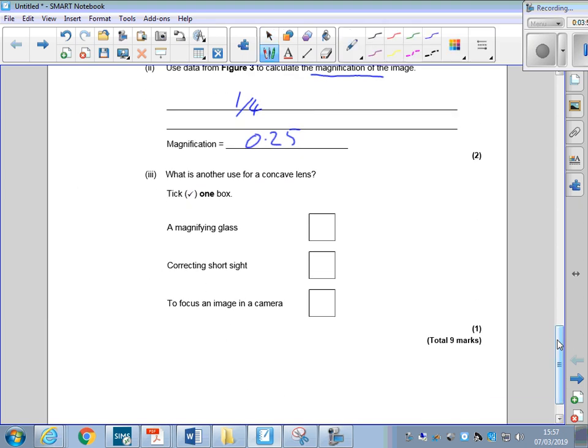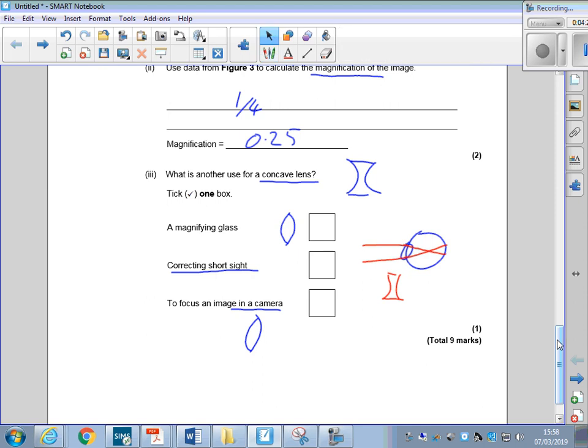Okay. So what's another use for concave lens? Another use, well, magnifying glass. No, if you look at a magnifying glass, the lenses look like that. And if you look at a camera, the lenses look like that. So our only one we've got is for correcting short sight. If you've got short sight here, then the light coming in is getting focused too soon, too early. So if you put a diverging lens in there, then the light coming in will get spread out slightly so that it is getting focused to the back of the eye. So it is correcting short sight.